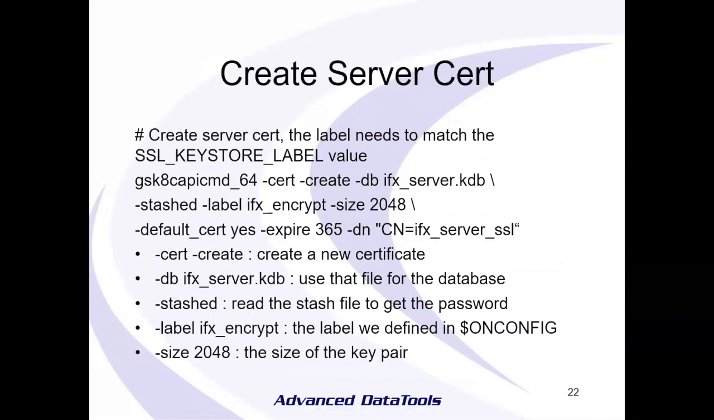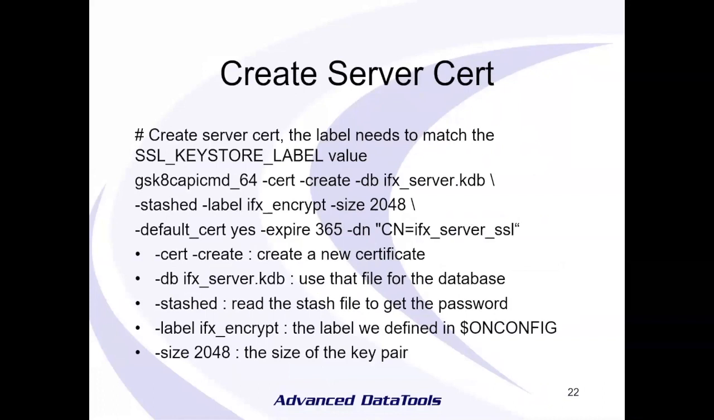And here's where we get the label. So the label, the IFX encrypt. Again, this label matches the label we gave in the onconfig. So when Informix comes up, it's going to know to look for that label in that key database when it's actually pulling which certificate to use. The next one is the size. So again, this is 2K. Plenty of places are using 4K these days. Check with your security folks for what your requirements are.